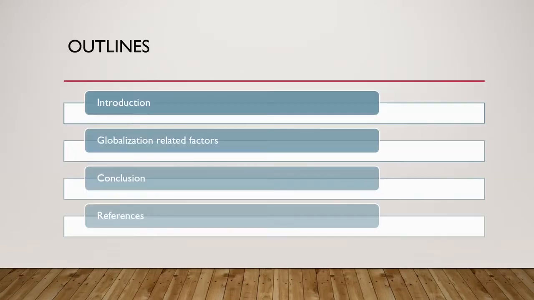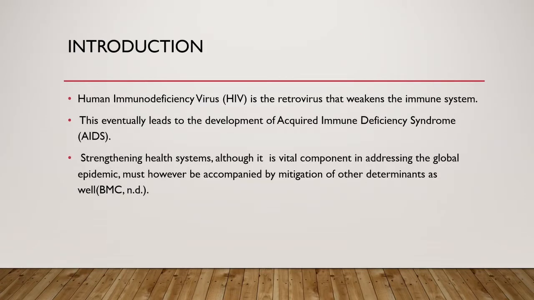So I'll start from the introduction, where the following are the outlines. Then I will go to globalization related factors, conclusion, and then references. In the introduction, we are going to see about HIV and AIDS. Human immunodeficiency virus is a retrovirus that weakens the immune system. When the immune system of a person weakens, it eventually leads to what we call AIDS, which is acquired immunodeficiency syndrome.